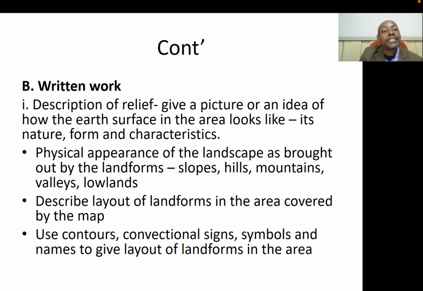Remember, forests and buildings are not relief features. Relief is the actual appearance of the Earth's surface, not the buildings and other human activities that are carried out on the Earth's surface. What the candidates should bear in mind is that they are supposed to describe the layout of the landforms in that area covered by the map. In doing so, they require to understand contours, conventional signs which are found in the key, symbols, and names of landforms in the area.